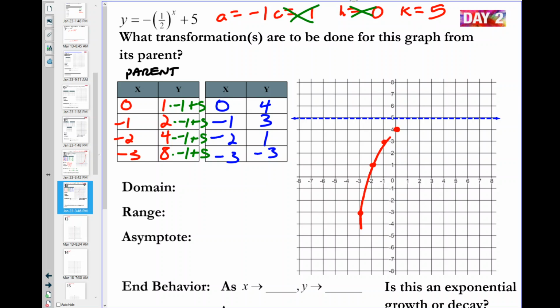So if you were to flip that back over the asymptote, you would see it look like a decay, but it is just a decay that flipped over the asymptote.